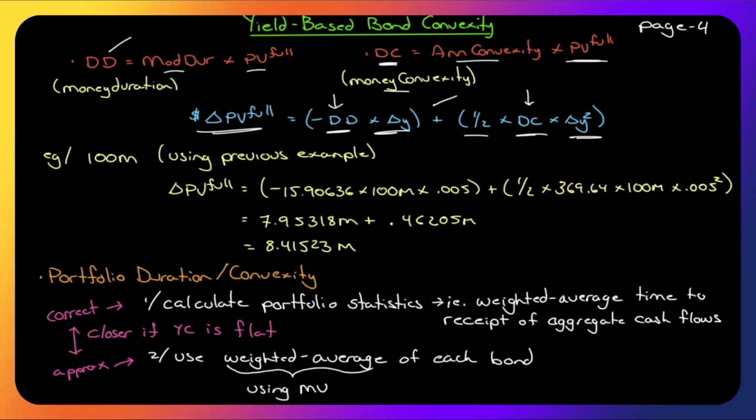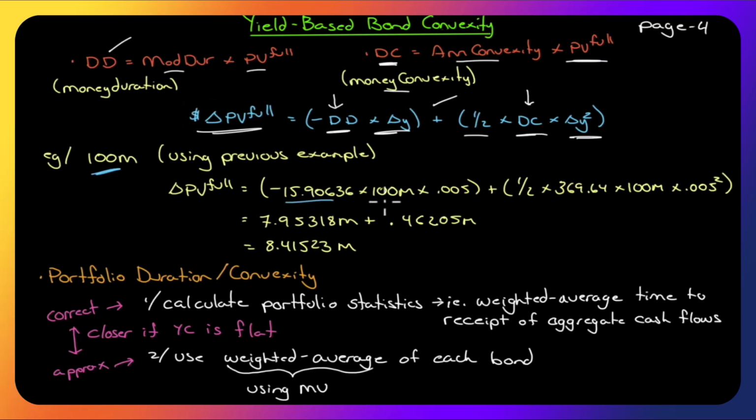So using the previous example we did on the last screen, we got to a duration of 15.9, we got to a convexity of 369.6. Let's say the full price of the bond is 100 million. Using this, we know the percentage change in the price of the bond was 8.41%. So we should get to $8.41 million change using the dollar statistics instead of the percentage statistics.